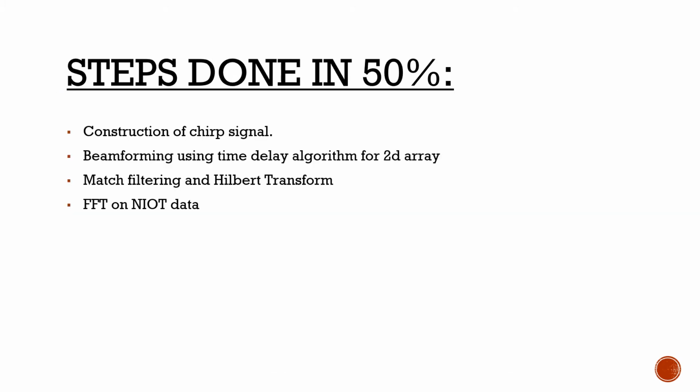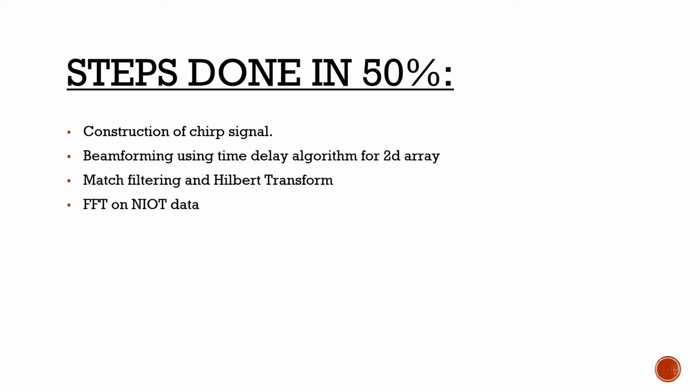Now we'll look into the different steps involved in the 50% of our project. At this time, we were not provided with the NIOT data. So with the help of some background research, we came to know that the NIOT data is basically a chirp signal. So what we did was we generated a simple chirp signal. But with some further studies, we understood that this chirp signal cannot be used as such. So we added some noise to it.